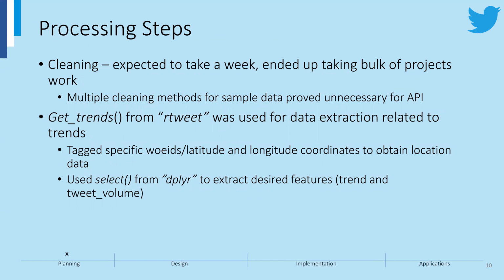As Maddie said at the beginning of the presentation, it took a long time, specifically 3 weeks, to actually gain access to the API. So at the beginning of our processing, we had to take a sample file in the JSON format that resembled the data that we'd be getting through the API. But once we actually gained access to it, we were able to use the get trends function from our tweet package to extract the data that we wanted, and the select function from dplyr to extract the desired features, such as trend and tweet volume.